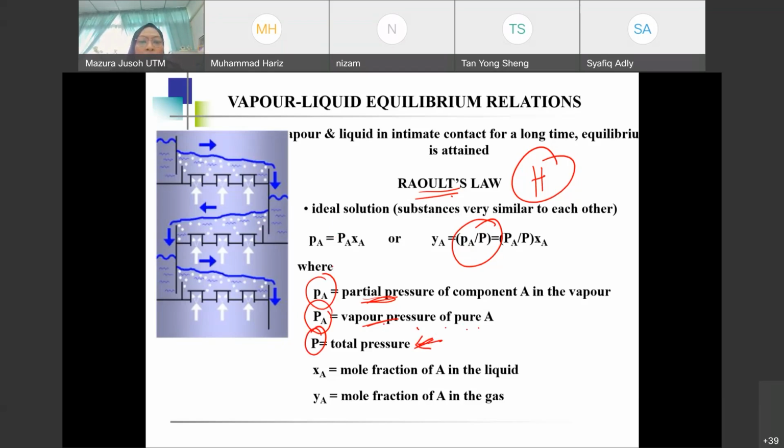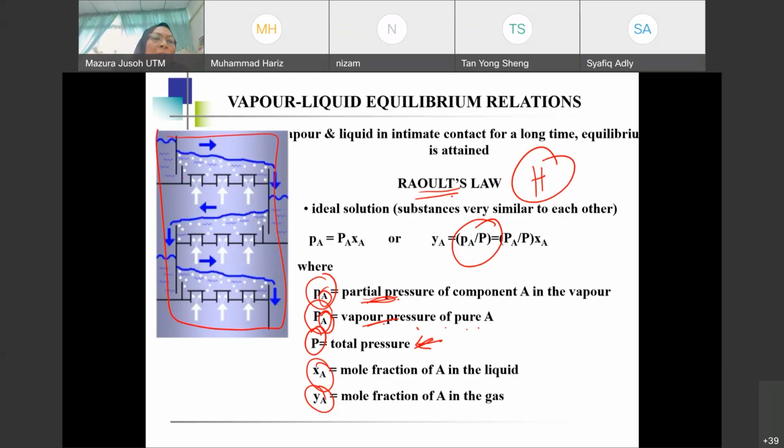So not only do you have partial pressure that has A over there, you also have vapor pressure having the component over there too. So be careful. PA is not total pressure, it's the vapor pressure of component A. And XA and YA is like usual, the mole fraction of A in the liquid for XA and the gas for YA. So this is a more detailed picture or diagram of what happened on one tray.